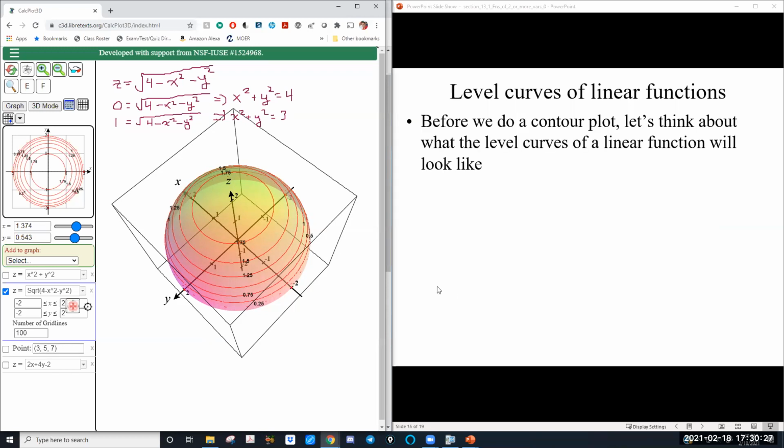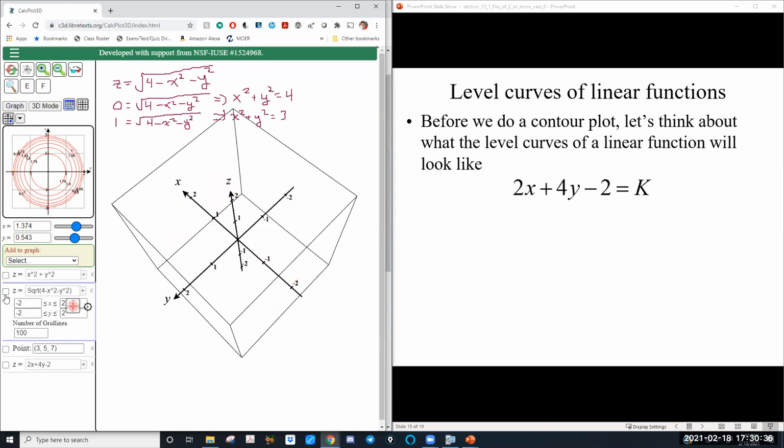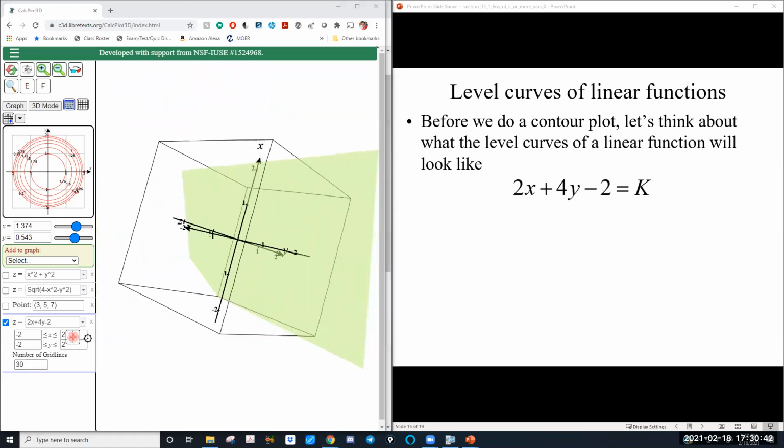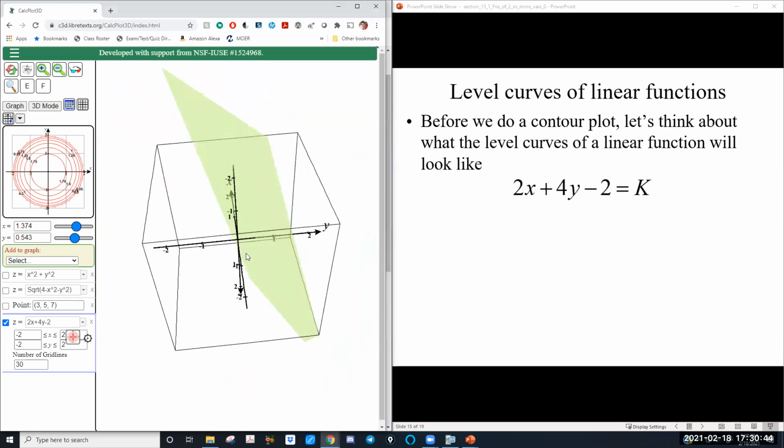All right. I'm just going to talk about this real briefly: level curves of linear functions. Linear functions are our planes. Their level curves are actually pretty easy to recognize. Let me get that drawing off of there.